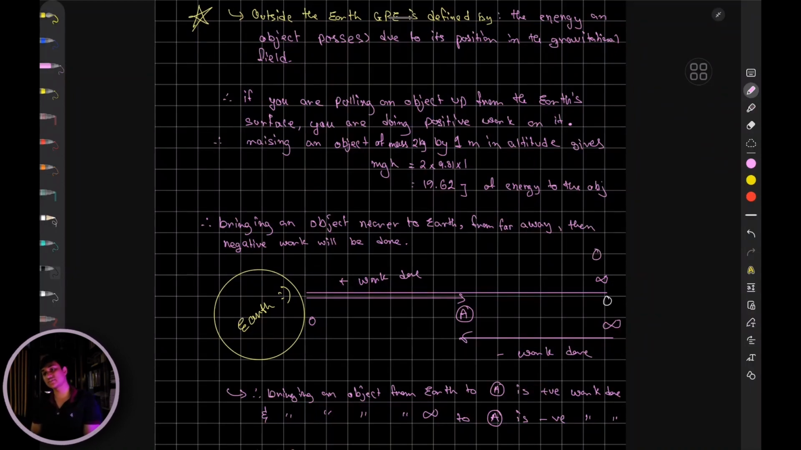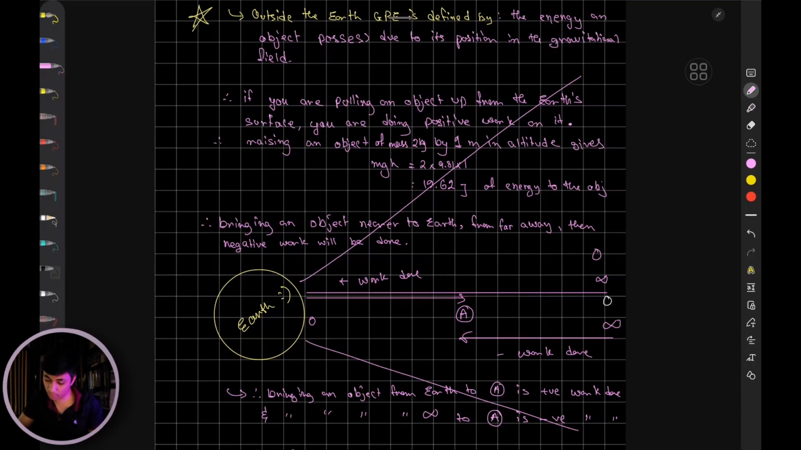Its gravitational potential energy is going to be zero. Why is that the case? It's because at infinity, there is no gravitational field strength of the Earth. At infinity, the field lines of Earth are so far away that no amount of force is exerted on an object that is infinitely away from Earth. So, at infinity, mind you, no amount of force is being exerted on the object. Therefore, the energy the object will possess is zero.